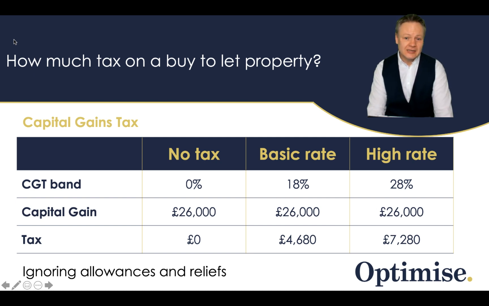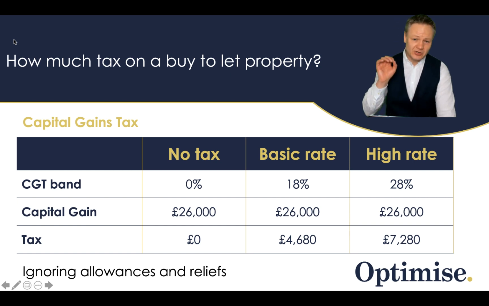Please note that this example that we're showing here does not assume or take into account the capital gains tax annual allowances or any other forms of relief. It is pretty much a snapshot of how much tax you are likely to pay if you have other disposals going on.